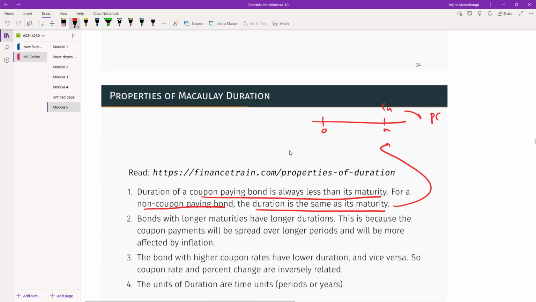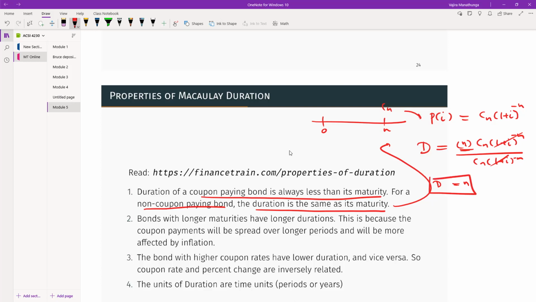the price would be Cn times (1 plus i) to the negative n. Then the Macaulay duration is basically n times Cn times (1 plus i) to the negative n, because you are weighting each cash flow by time, then divide by the price. These two cancel out and you get n. So that's why for the zero coupon bond, the duration is the same as the maturity. For anything else, it's less than maturity.